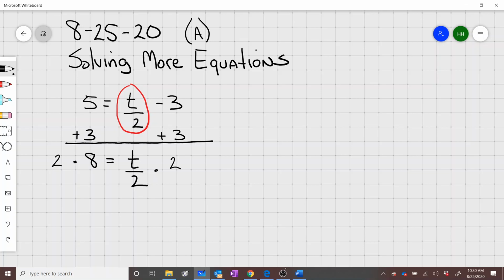then on the left-hand side, we get 2 times 8, which is 16. On the right-hand side, the 2 that's in the denominator that's being multiplied by 2 over 1, this all cancels out. And all that's left is t. And t is equal to 16.